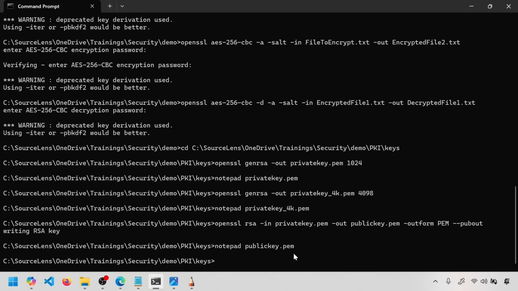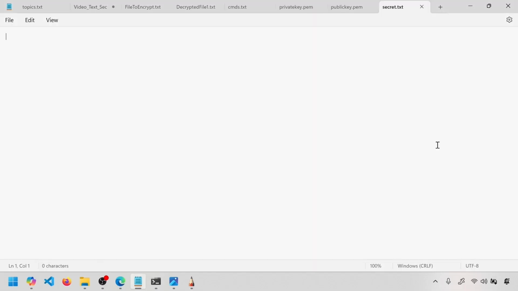Next is encryption and decryption. First, we need to create a message to encrypt, the secret message. So let's do that. Notepad secret.txt. This is the secret message we are going to create. This is a big private key or key for symmetric encryption.